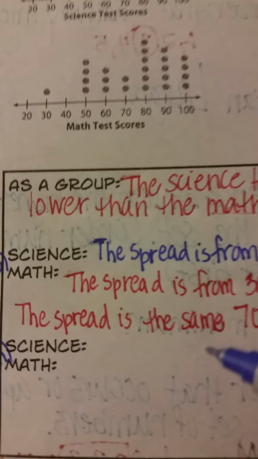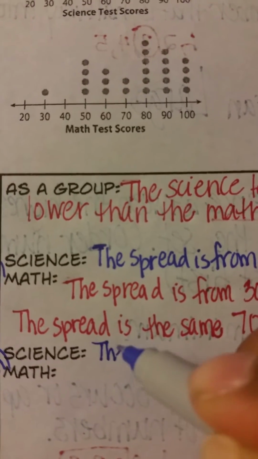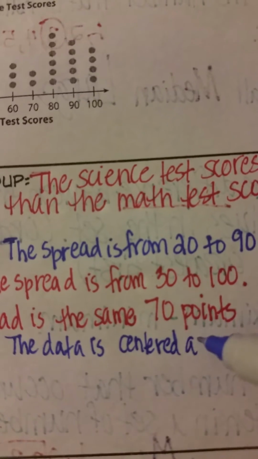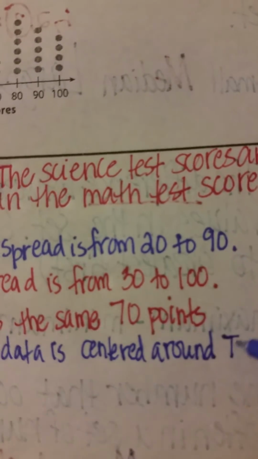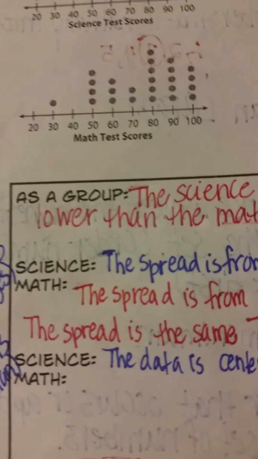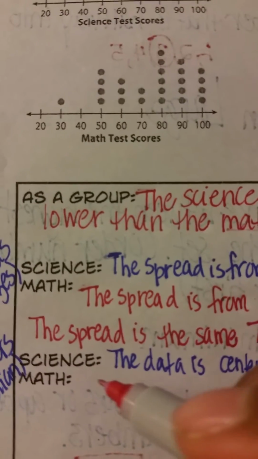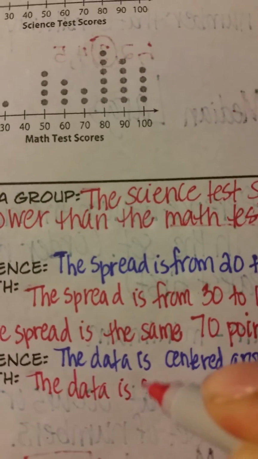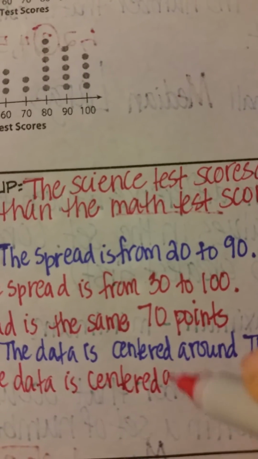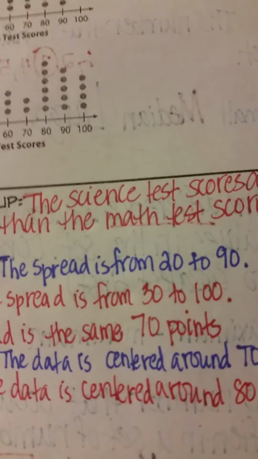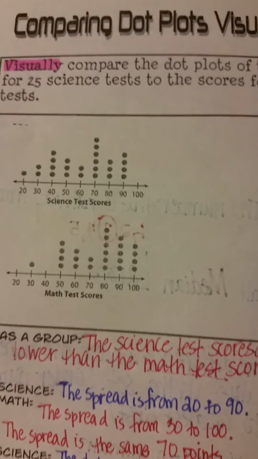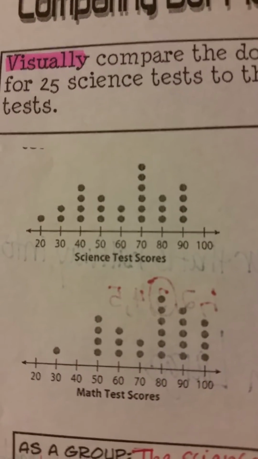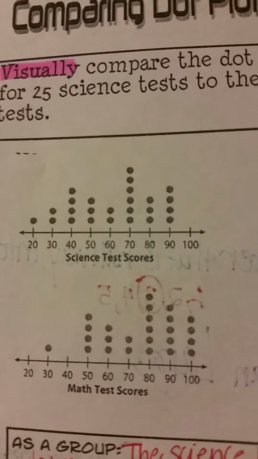So now we're going to write that down here for science. The data is centered around 70. Okay. And for math, we know the data is centered around 80. So when you're looking at dot plots visually, all you're doing is looking at it, figuring out where does most of my data lie? What's my range? What's the middle number? And it's easy to see that with just looking at it here.